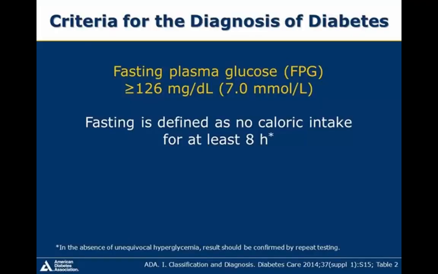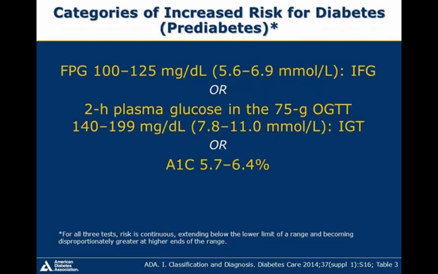So again, criteria: fasting plasma glucose level greater or equal than 126. If the 2 hours postprandial level is greater than 200, or if the hemoglobin A1C is greater or equal than 6.5, or if random blood glucose levels is greater than 200 and the patient has unequivocal signs and symptoms of diabetes.